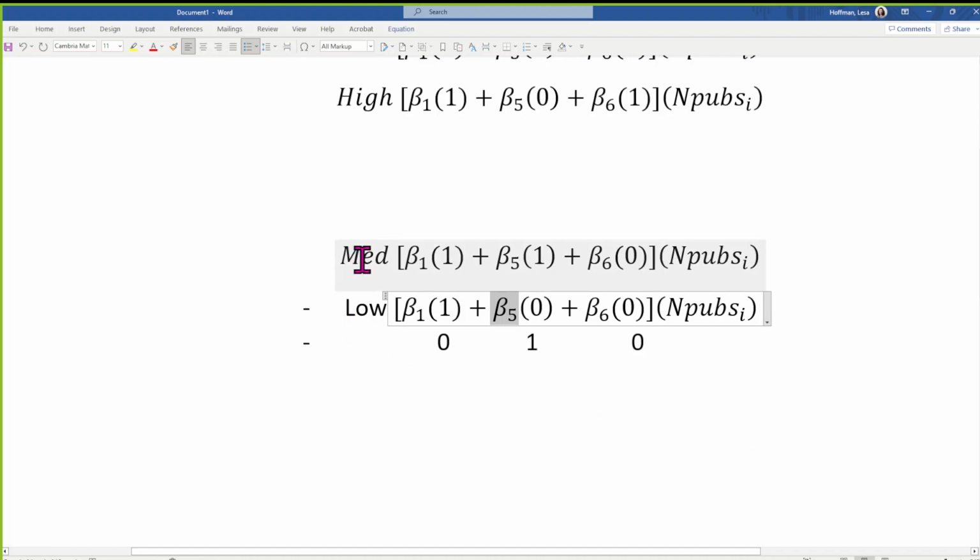What if I did low versus high, in which case it would look like that. Put high here.